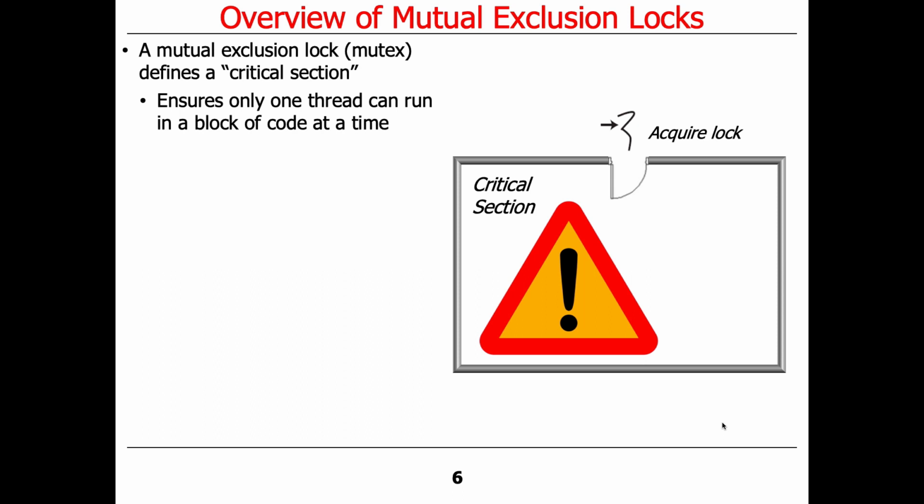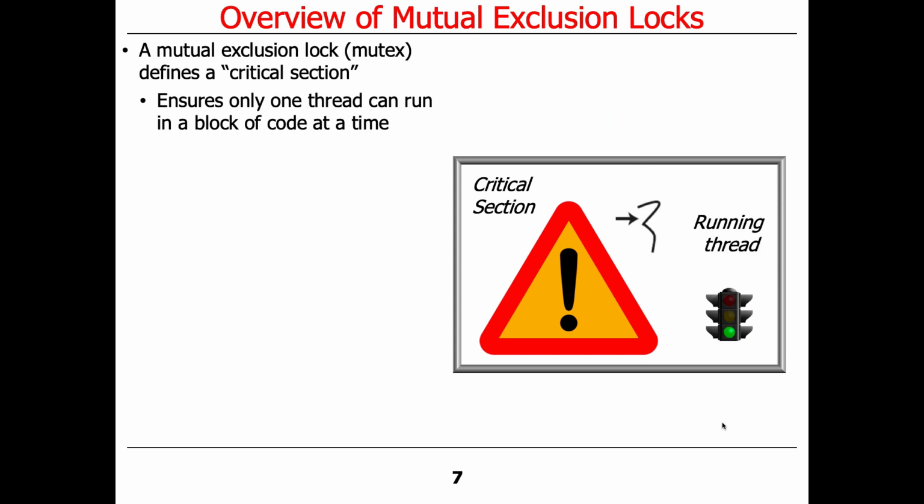So think about a room with a door. As long as the door is locked, you can't go in. Once the door is unlocked, you can acquire the lock. Then, when you are inside, it locks the door again so nobody else can get in. You can then go ahead and do your thing, accessing whatever shared mutable state you need to.